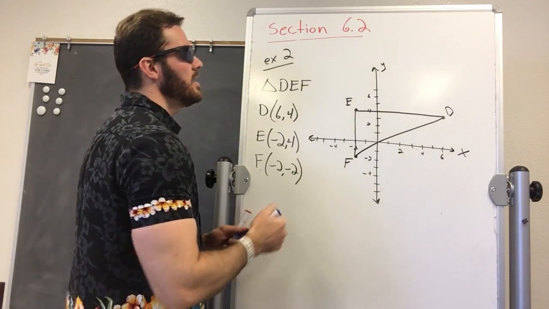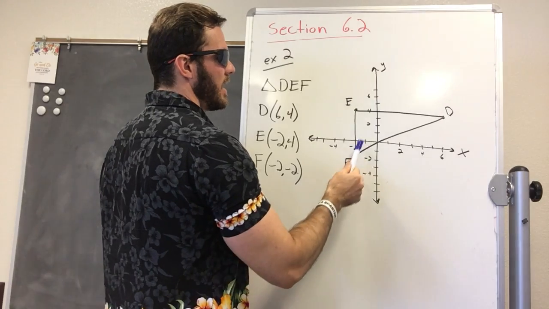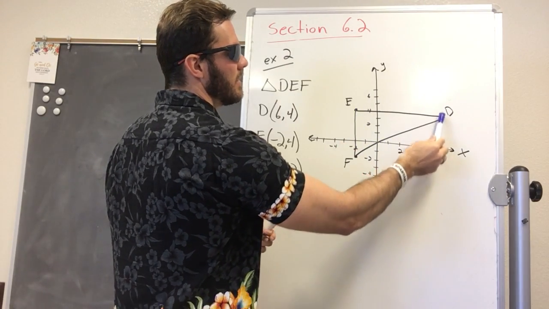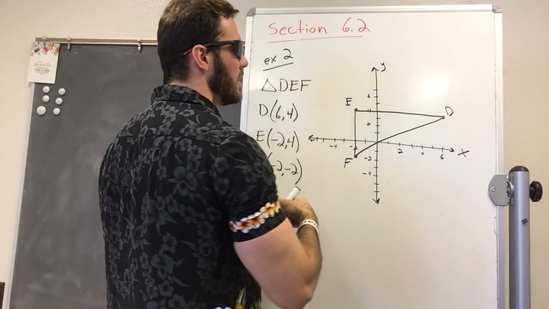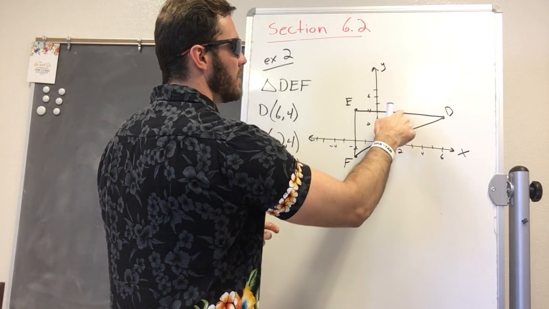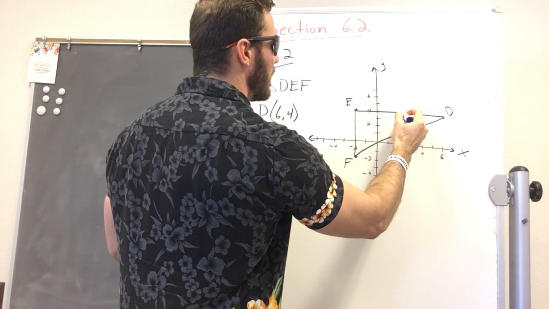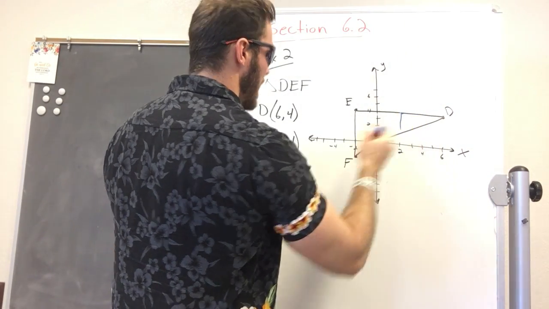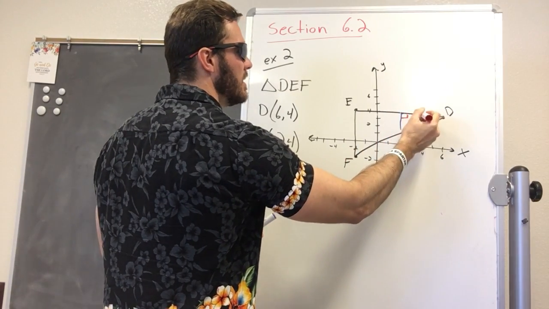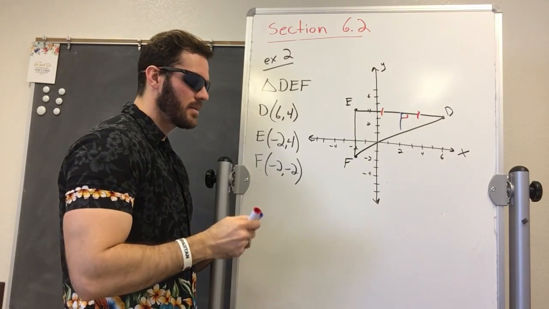So let's take ED first. It is 8 units long. So it's 1, 2, 3, 4, 5, 6, 7, 8. Half of 8 is 4. So we're just going to go over 4 times. So 1, 2, 3, 4. So this right there will be about the middle of it. And we're going to come down, and that makes a 90-degree angle. It also cuts this and this into equal segments.